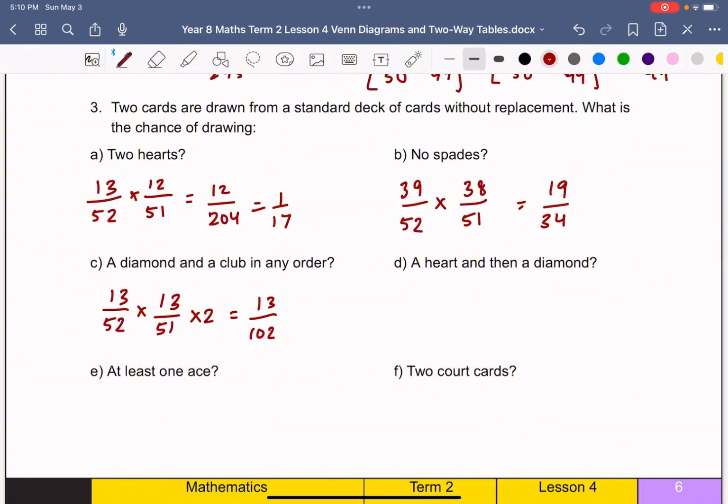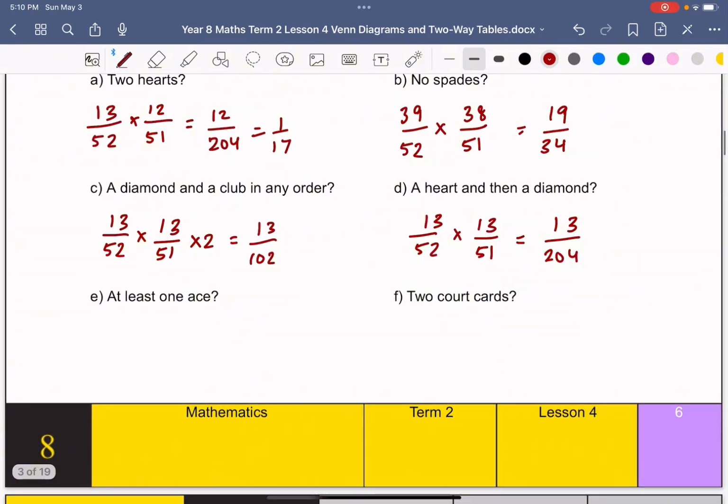A heart and then a diamond. Now a heart would be 13 over 52 again, times by 13 for the other suit out of my 51 remaining cards. Because this says and then, we don't multiply it by 2 because order does matter. So this gives me 13 out of 204.